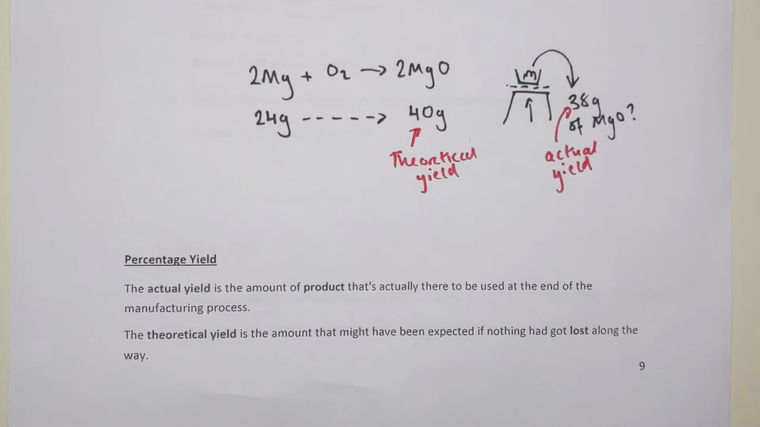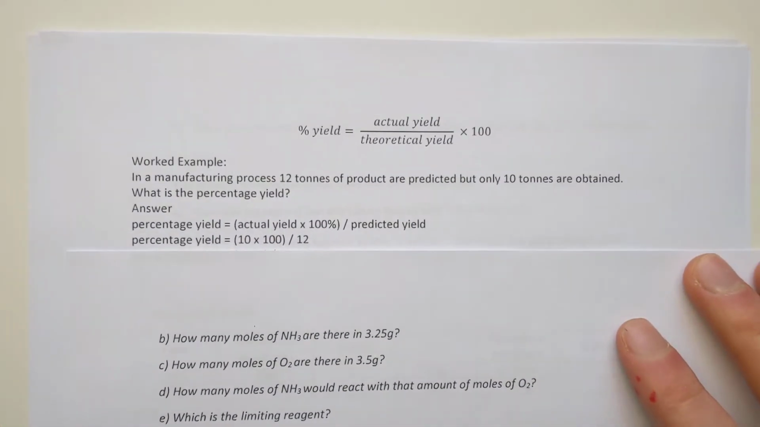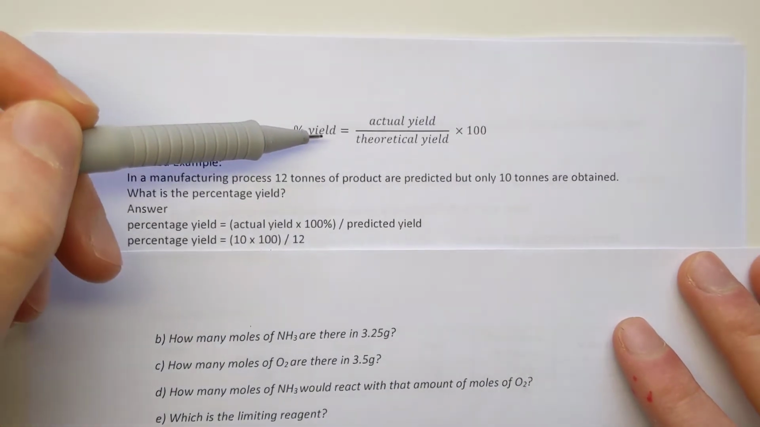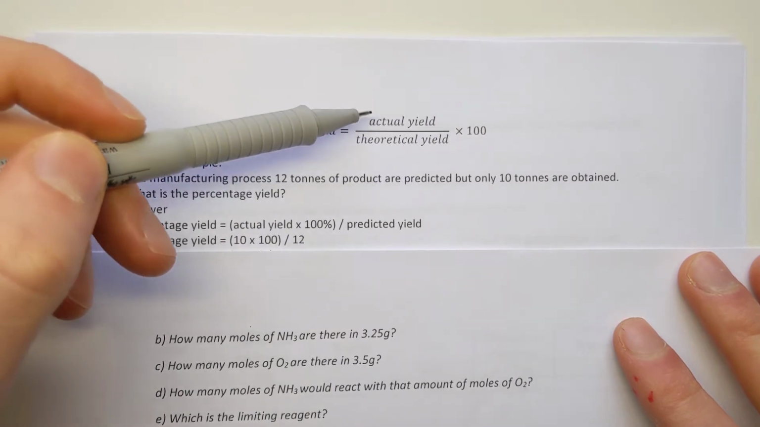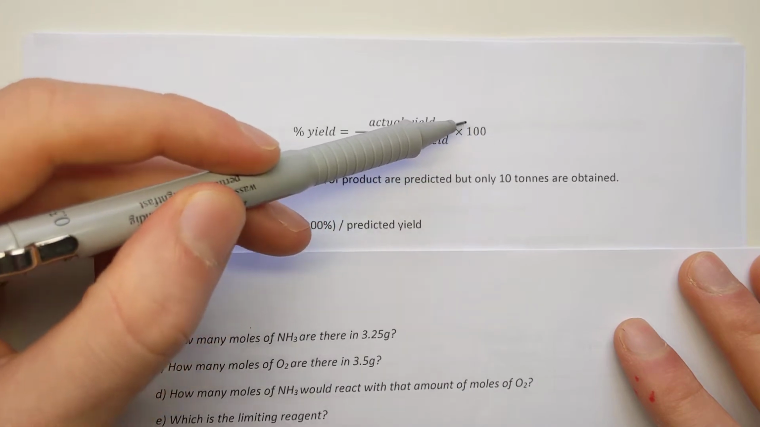So once you've identified what the actual yield and theoretical yield are, you put them in the wee calculation here, which is on top of the next page. So your percentage yield will be calculated by dividing your actual yield by your theoretical yield, times it by 100, to make it a percentage.